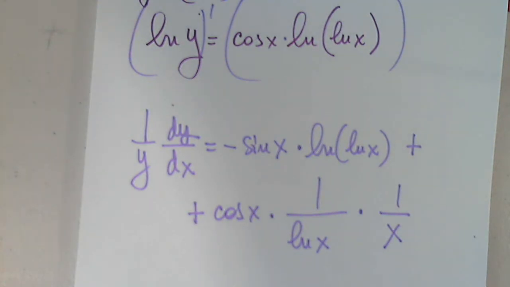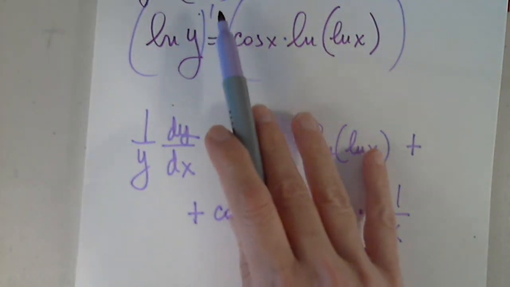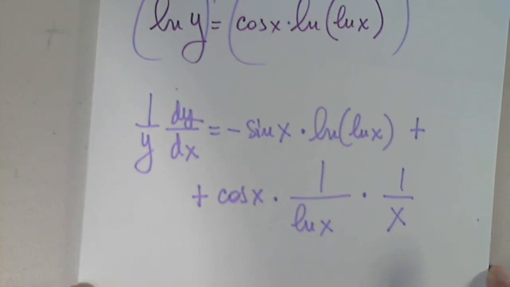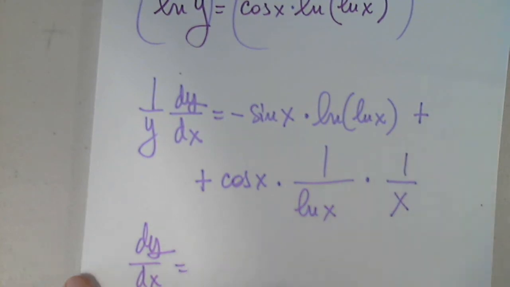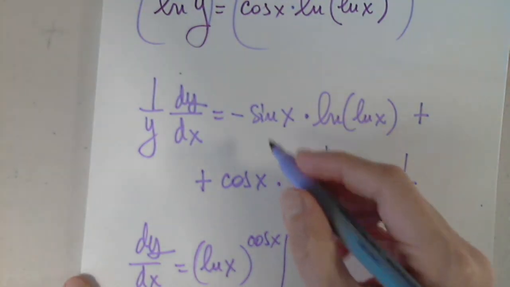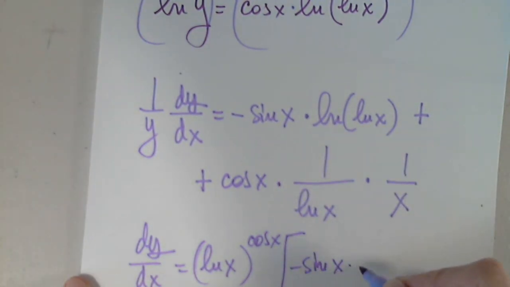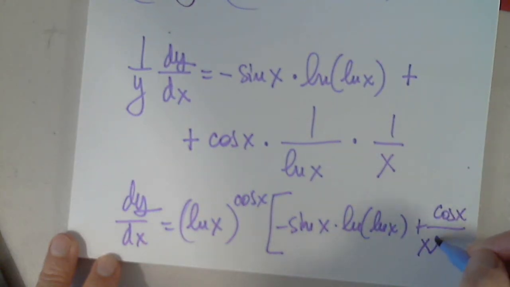I will rearrange it slightly to condense it a little bit and multiply both sides by y, but I will multiply by the original function, which is natural log x raised to cosine x. So dy over dx equals natural log x raised to cosine x, negative sine x times natural log of natural log x, and plus, I'm going to write this as one fraction, cosine x over x natural log x.